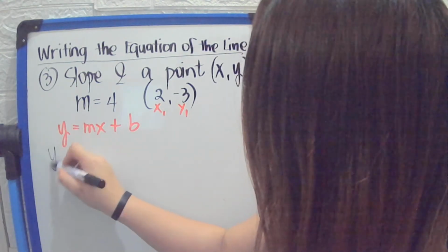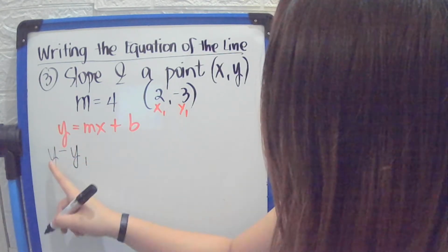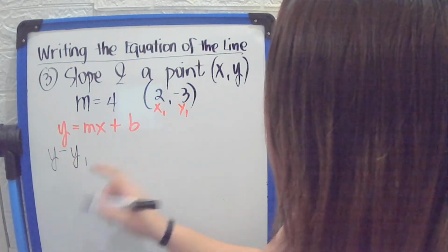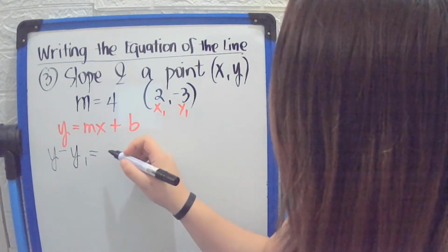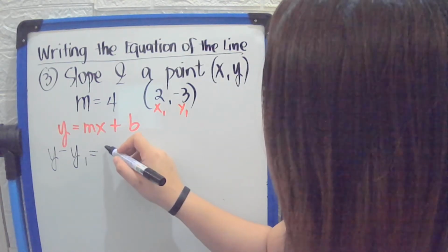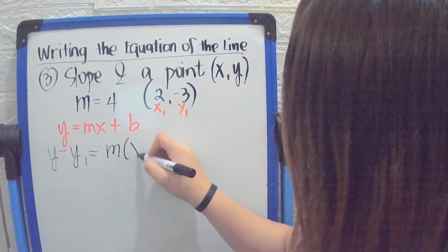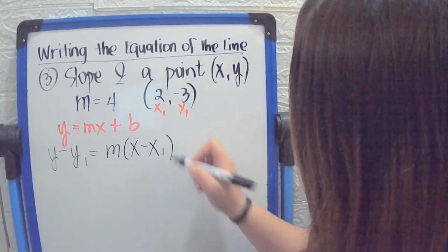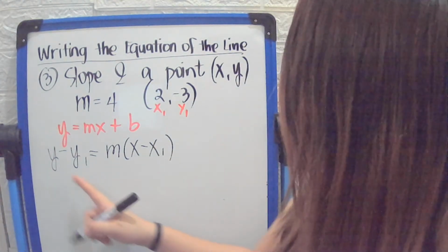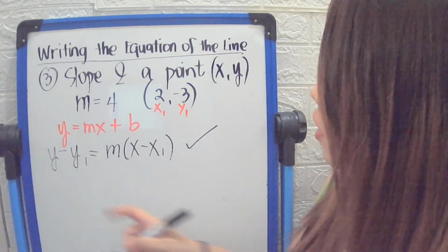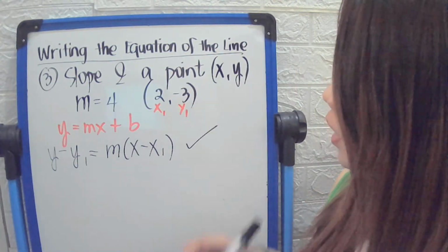So, that will be y minus y sub 1. So, your y here is there. And then minus y sub 1 kasi you have two values for y there. And then your m is copied. And then for this part, that will be x minus x sub 1. Okay. Now, this will be our formula from now on. So this will be used if you're given a slope and a point.